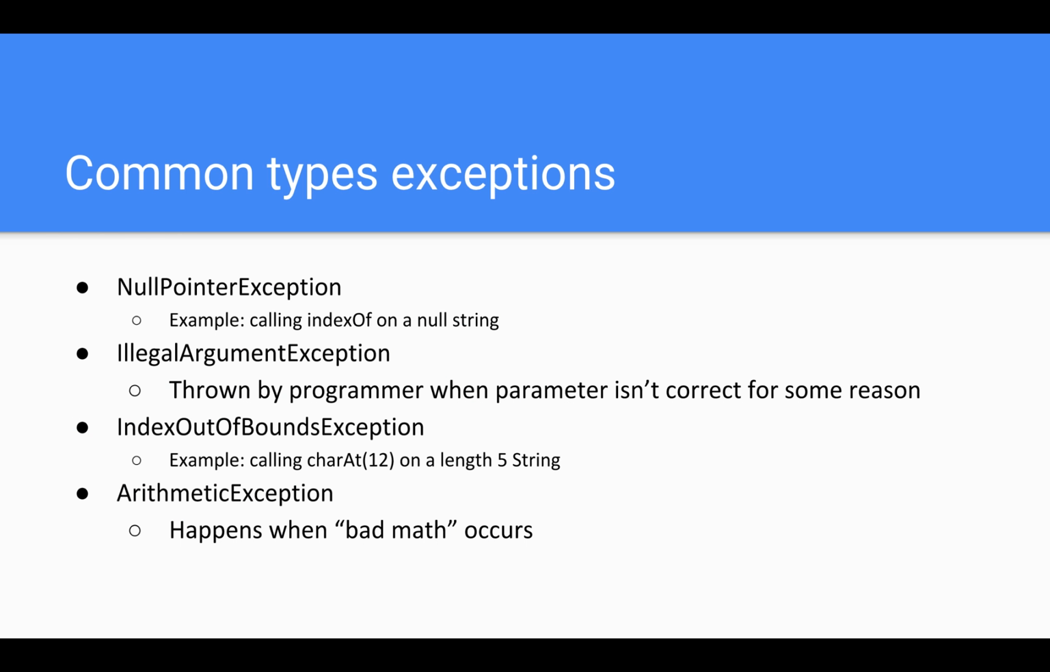Exceptions. Exceptions are things that are thrown whenever something goes wrong in your code. And the 4 common types are a null pointer exception, an example of that being thrown would be calling .indexOf on a null string. An illegal argument exception, which is thrown by the programmer when a parameter isn't correct for some reason. An index out of bounds exception, an example of that would be calling charAt(12) on a length 5 string. And an arithmetic exception, which happens when bad math occurs, like dividing by 0.